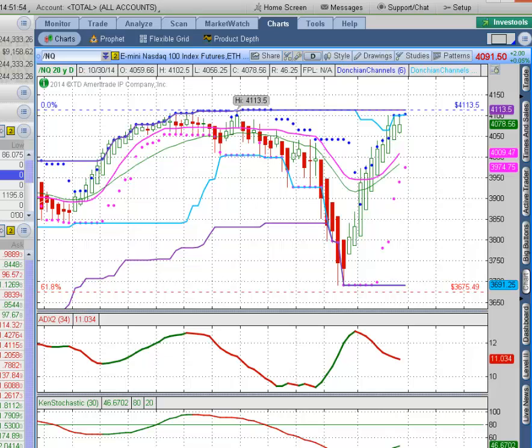The NASDAQ 100 futures also closed up. Price is continuing to approach resistance at 4113. A break of 4113 would be very bullish. Support is now at 3675.